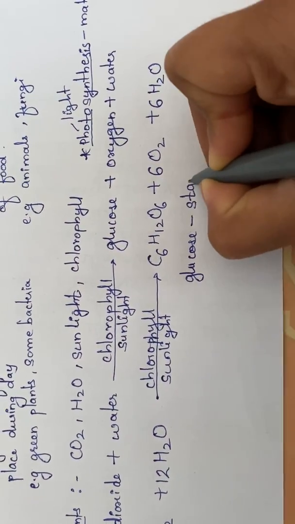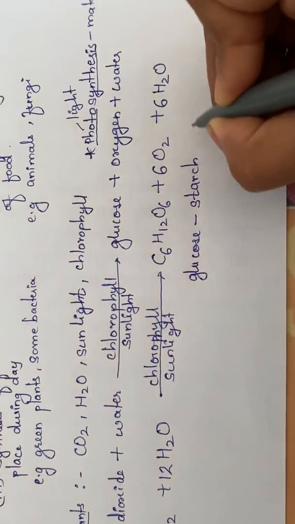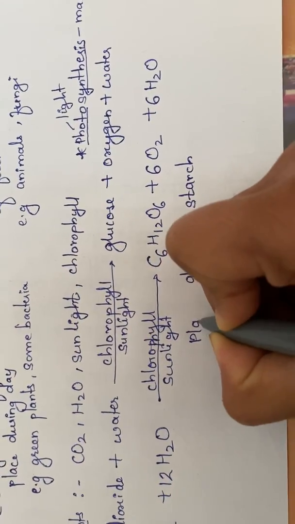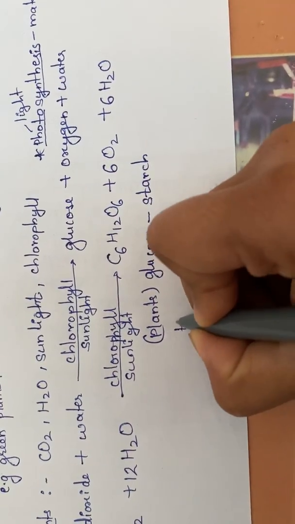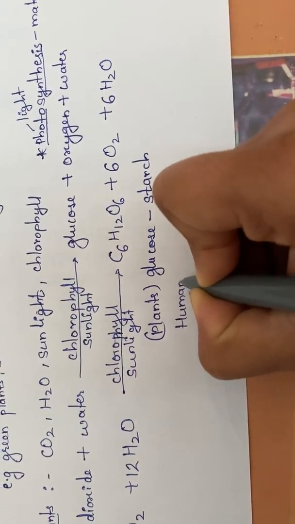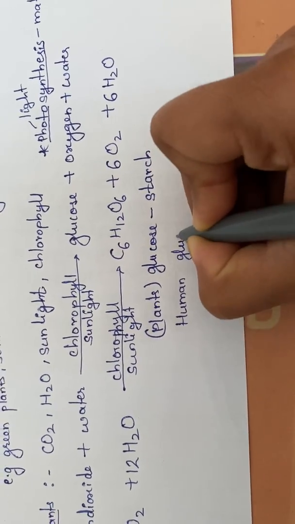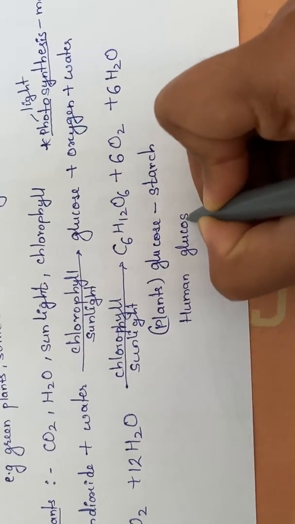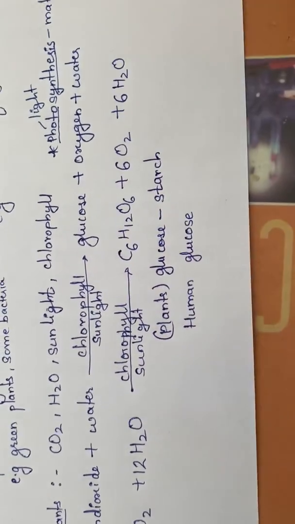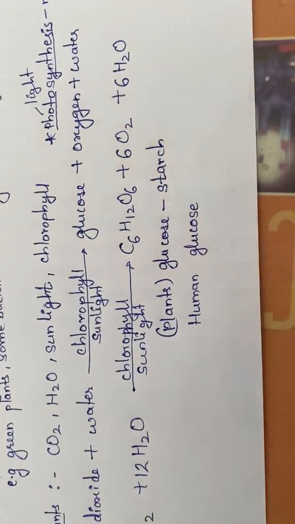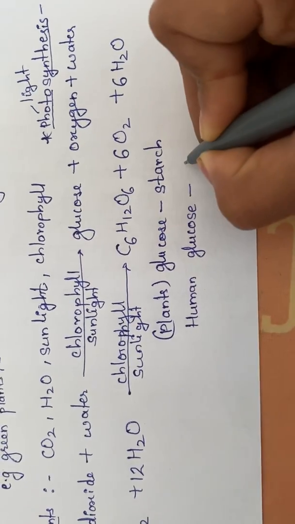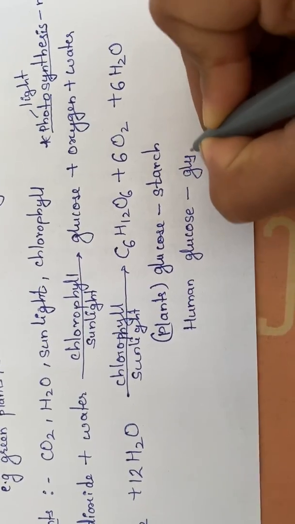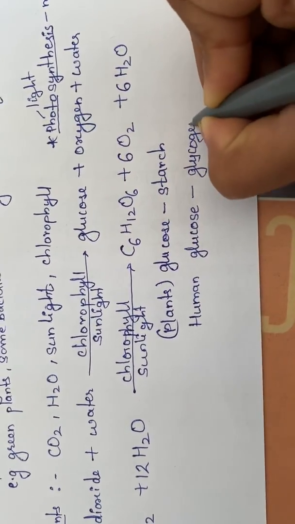starch. A similar mechanism occurs in animals also. In human beings, whatever excess glucose is obtained from food, converted from the food into simple sugar, that is glucose, the excess amount of glucose in the human body is stored in the form of glycogen.